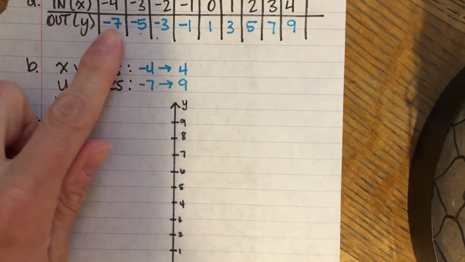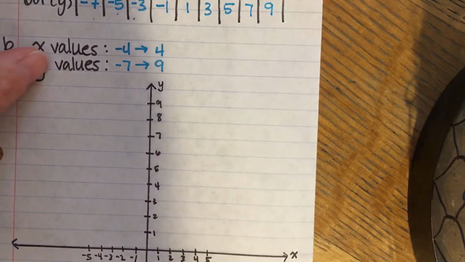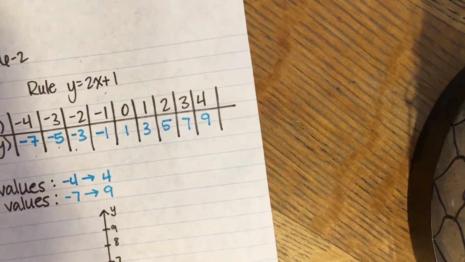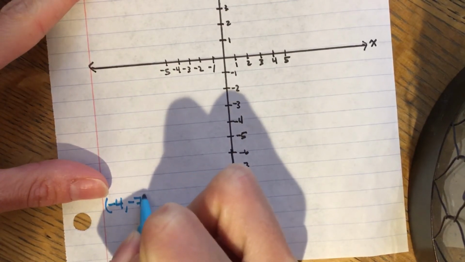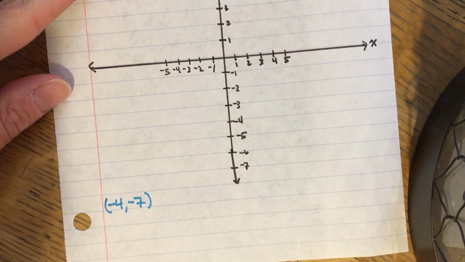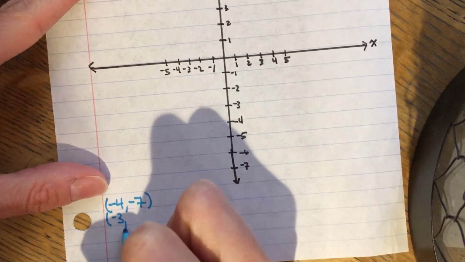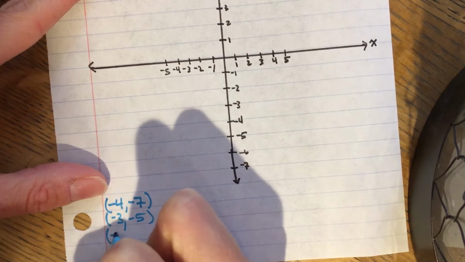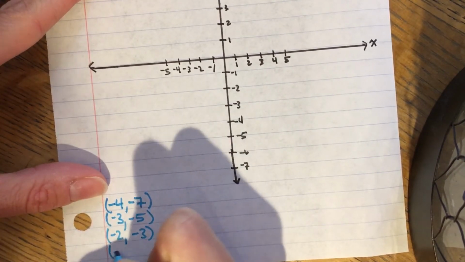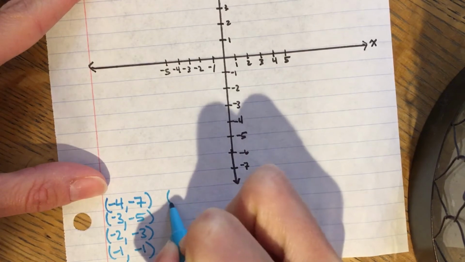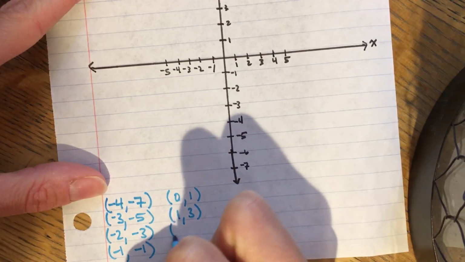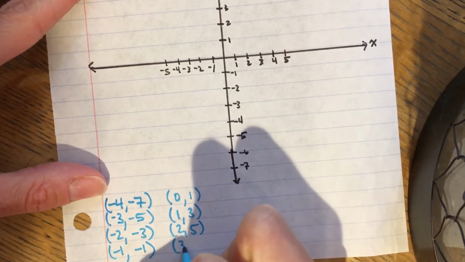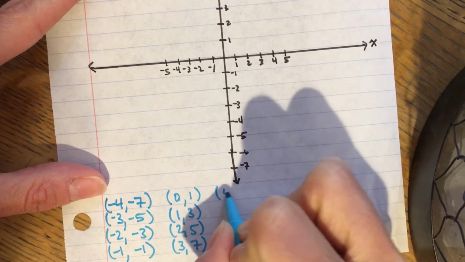My first point is at -4. So my x is -4 and my y is -7. So if it helps, I'm going to write that out here. -4, -7. This is the ordered pair I'm going to plot. My next one's going to be -3, -5. Then -2, -3, -1, -1, 0 and 1, 1, 3, 2, 5, 3, 7, and then 4, 9.